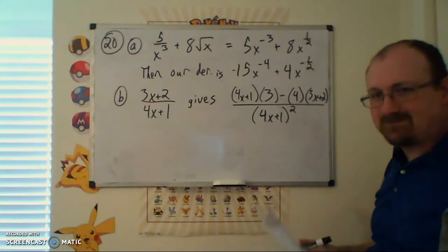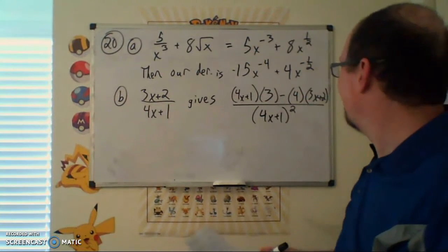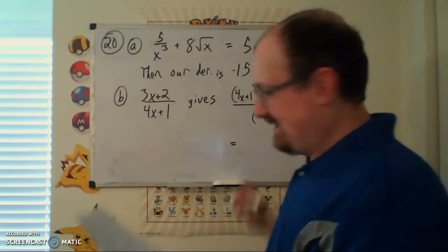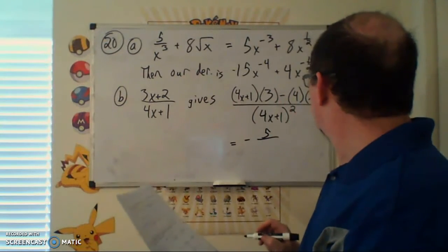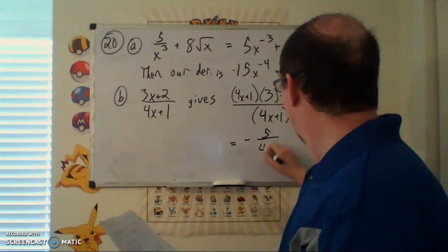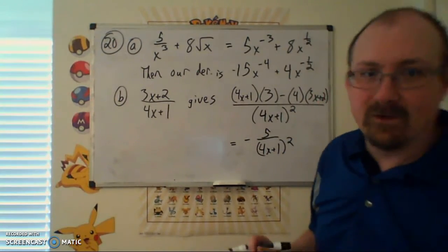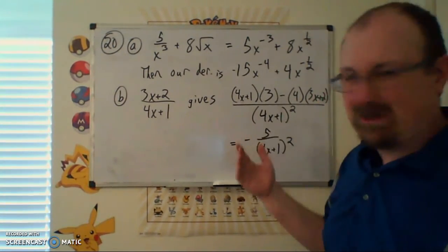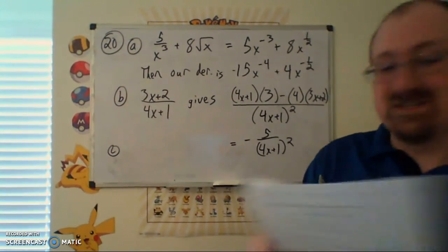All right, so we smash out the algebra here, distribute the 3, distribute the 4, combine like terms. As it turns out, that collapses down pretty nicely, so we'd end up with just negative 5 over 4x plus 1 squared. Okay, so that's the first 3 terms of this thing. I'll deal with another term in just a sec here.